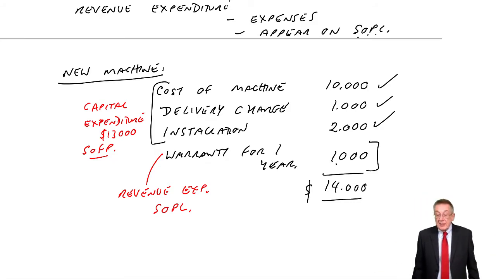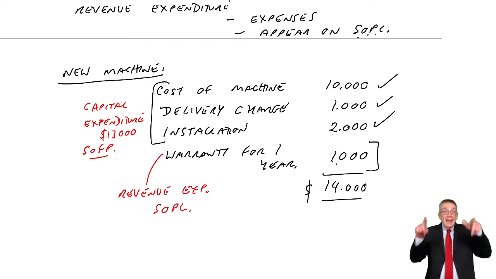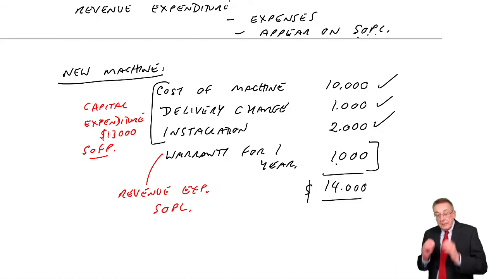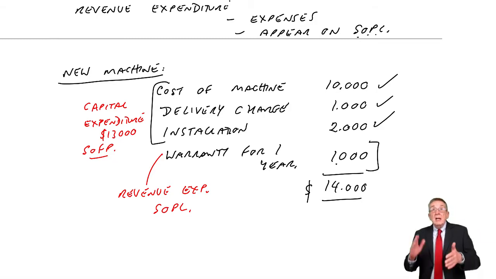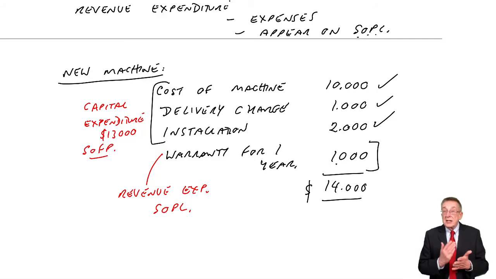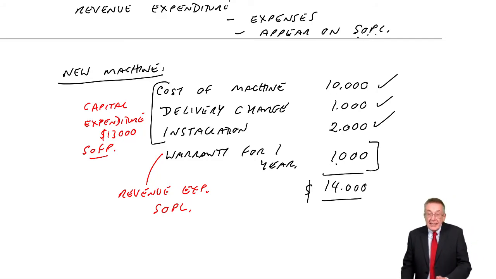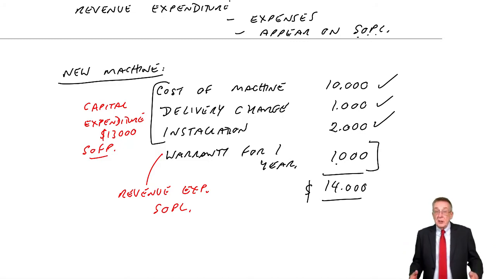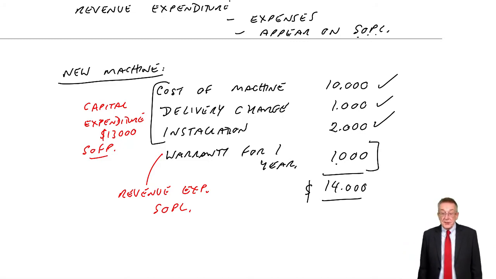But if you ever are asked anything like that, you're given the invoice and it's made up of several things. Just remember the capital expenditure on the statement of financial position are the costs involved in actually getting it in the building ready to actually work. Any costs like that warranty were not necessary to get it to work. It is an expense, but it's a revenue expense on the statement of profit and loss.